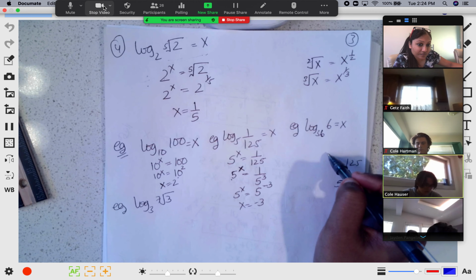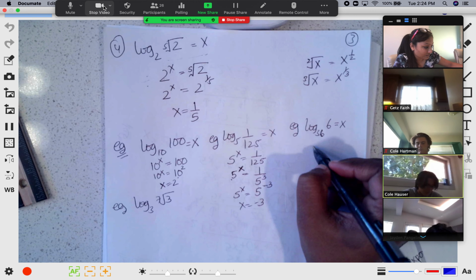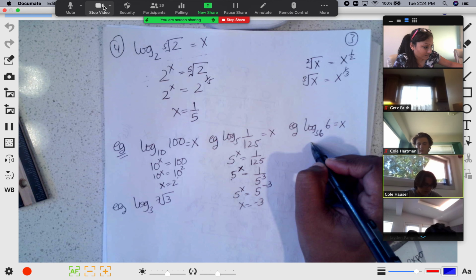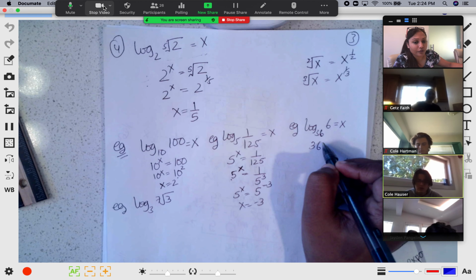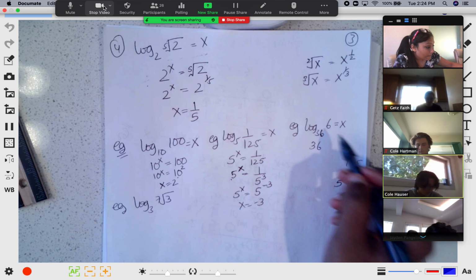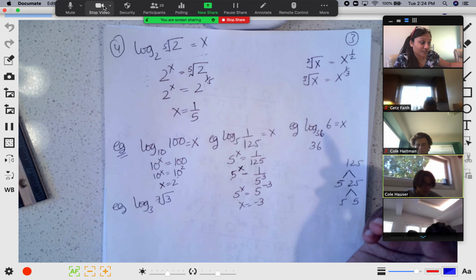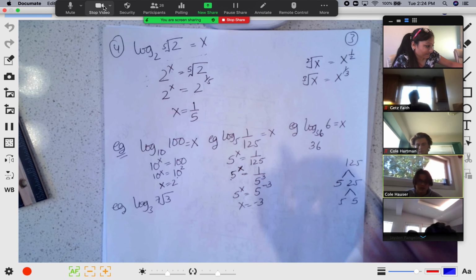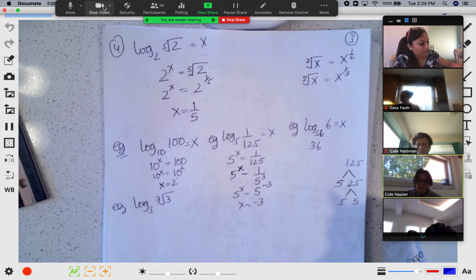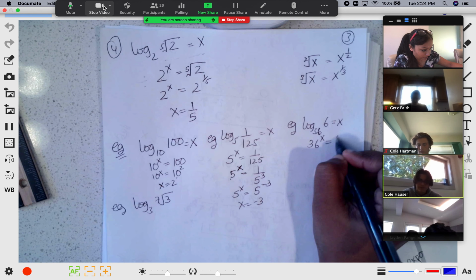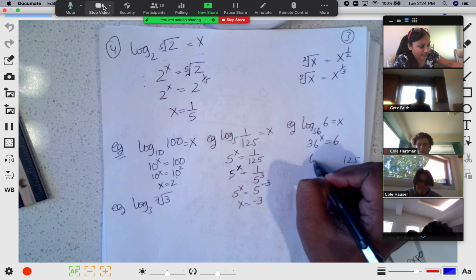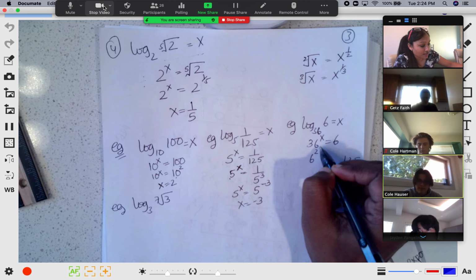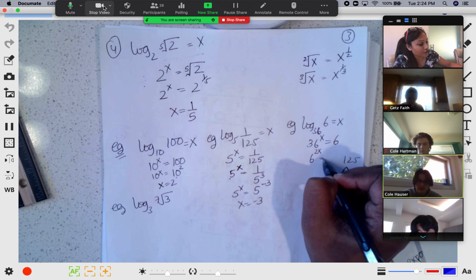Okay, so I had 36, and then I factored that, so it's 6 and 6. So it's 6 squared. No, first write it in exponential form. Okay, 36 to the power of x is equal to 6. And 36, can you write it as 6 to the power of something? Yeah, you could do 6 squared. So it becomes 6 to the power of 2x is equal to 6. So what do you get?